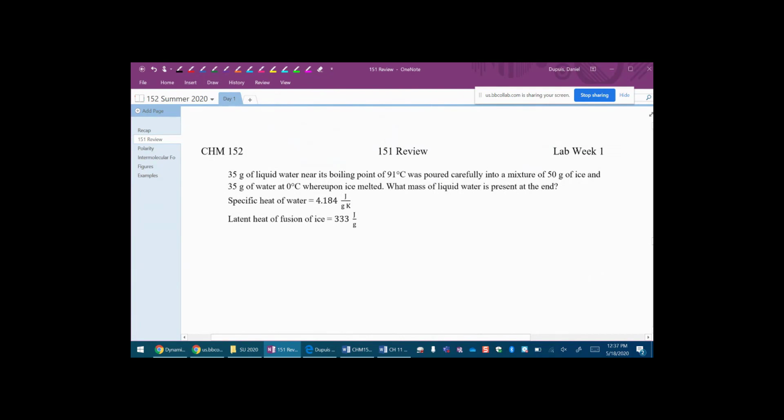35 grams of liquid water near its boiling point at 91 was poured carefully into a mixture of 50 grams of ice and 35 grams of water at 0, where all the ice melted. Or ice melt, it doesn't say all the ice. What mass of liquid water is present at the end? So does all the ice melt?